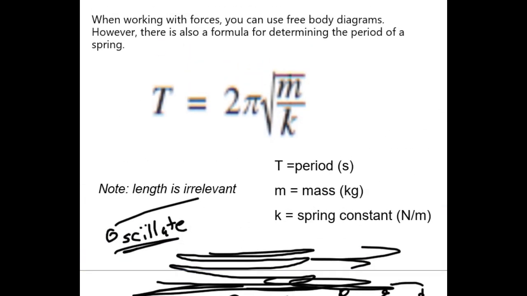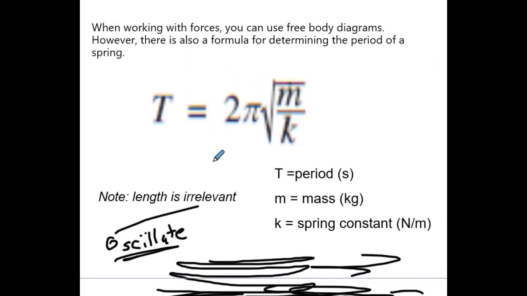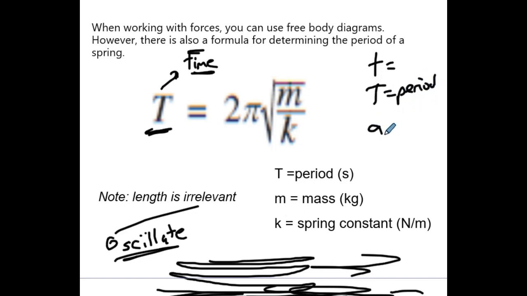And so we've actually found a formula for the period of a spring. So remember, period is how long it's going to take. We often use little t as time and big T as period, but they kind of mean the same thing. In the same way that a is acceleration and g is the acceleration due to gravity, big T stands for period. It's how long something's going to take.